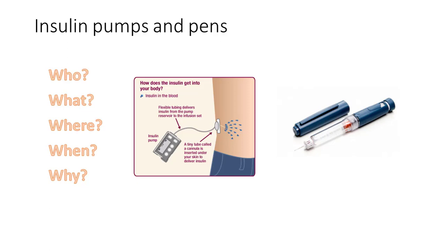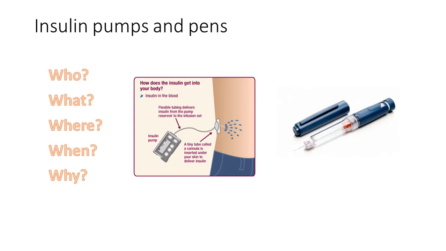Pens are getting a lot more common. The pens are a lot easier for our patients to use. They just dial the number up and give it. Whereas they used to have to draw it up in an insulin syringe. And if they were elderly or had poor eyesight, they had a really hard time getting the correct dose.